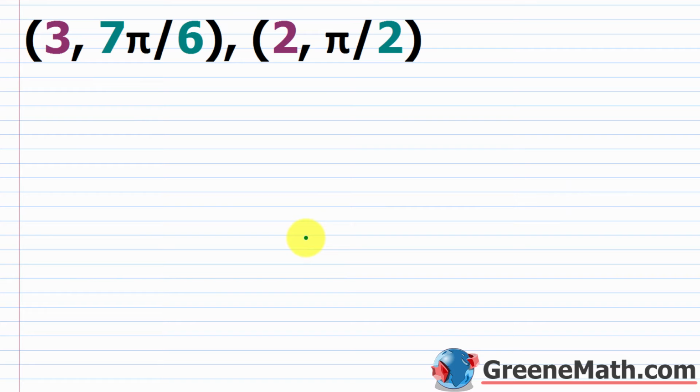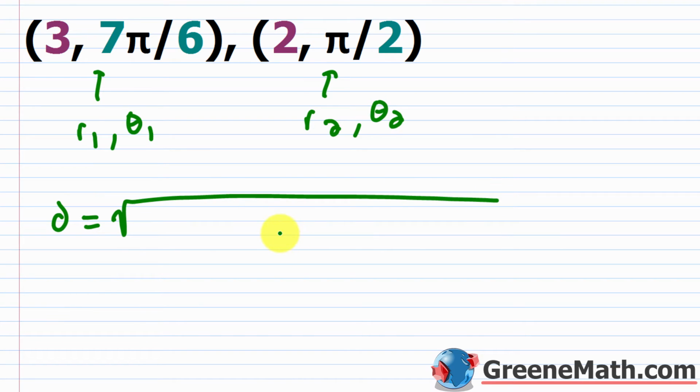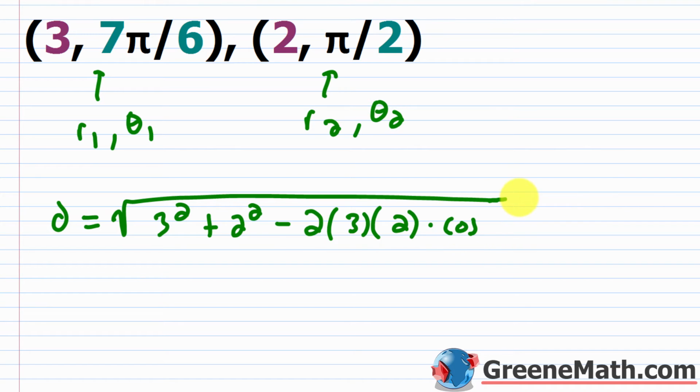Here we'll work with some radians. So let's label this as r sub 1 comma theta sub 1. Let's label this as r sub 2 comma theta sub 2. And again, I'm just going to plug into the formula. So the distance is equal to the square root of, let's say r sub 1 is 3. So we'll say 3 squared plus r sub 2 is 2. So 2 squared, then minus 2 times r sub 1, which is 3, times r sub 2, which is 2, and then times the cosine of, this one's a little bit tricky because you do have to work with fractions here. So let me do this off to the side.